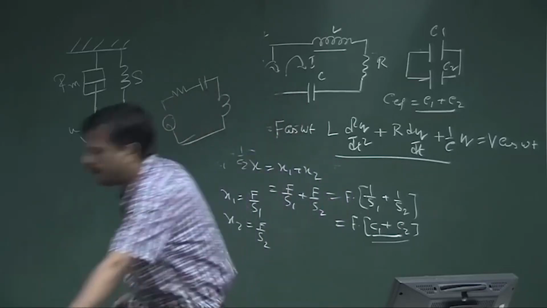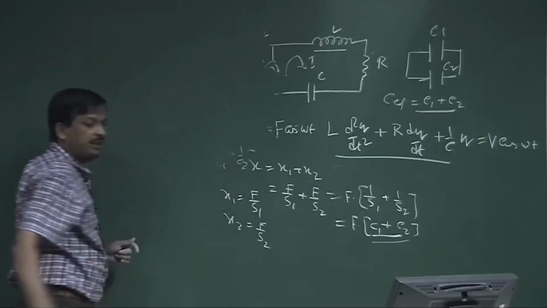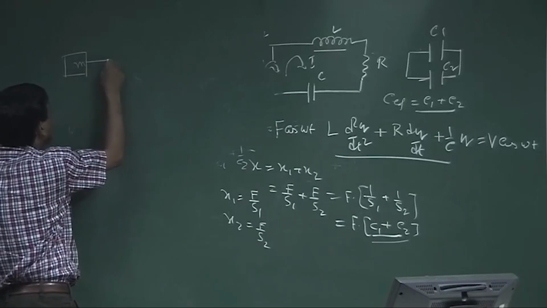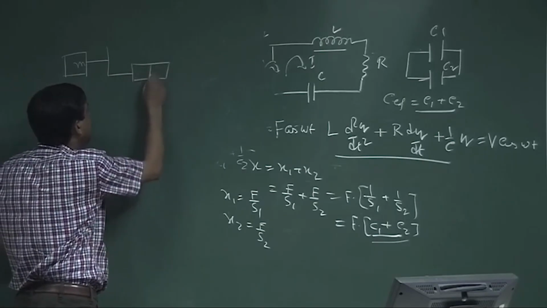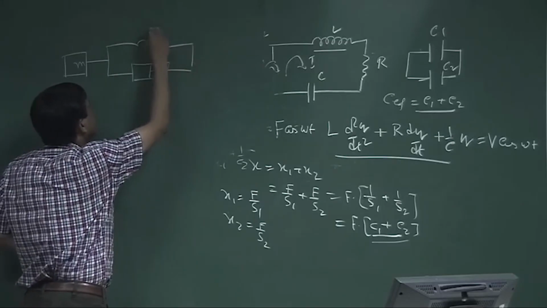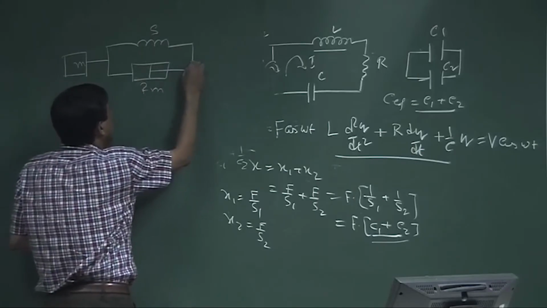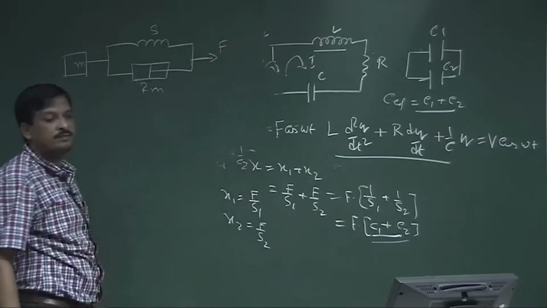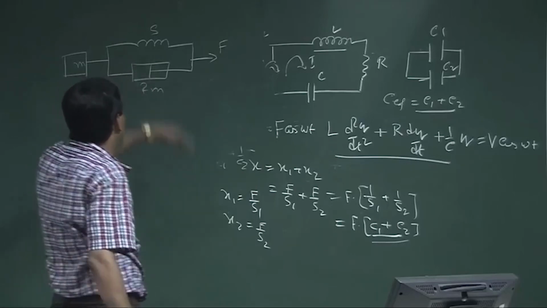Now, instead of that, if I give you a mechanical circuit like that, let's say M is in here and it is connected to a mechanical resistance and a spring: S, Rm, M, and a force is applied in here. Then what is the equivalent electrical circuit?